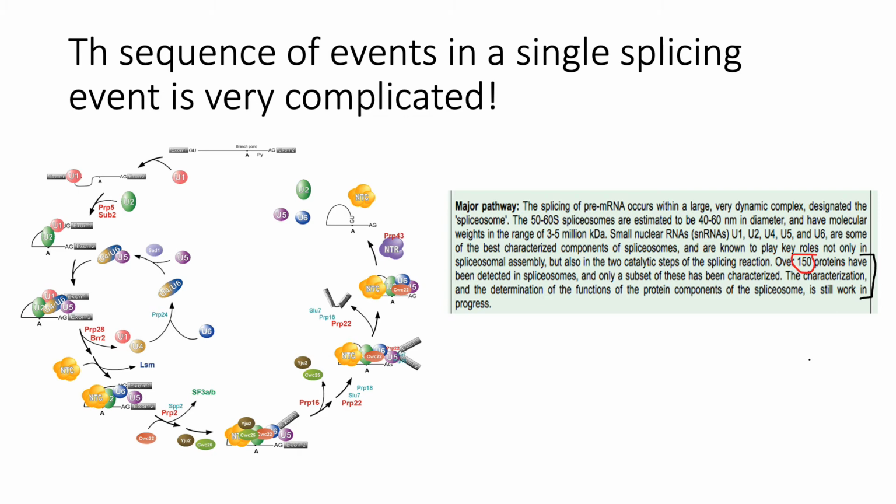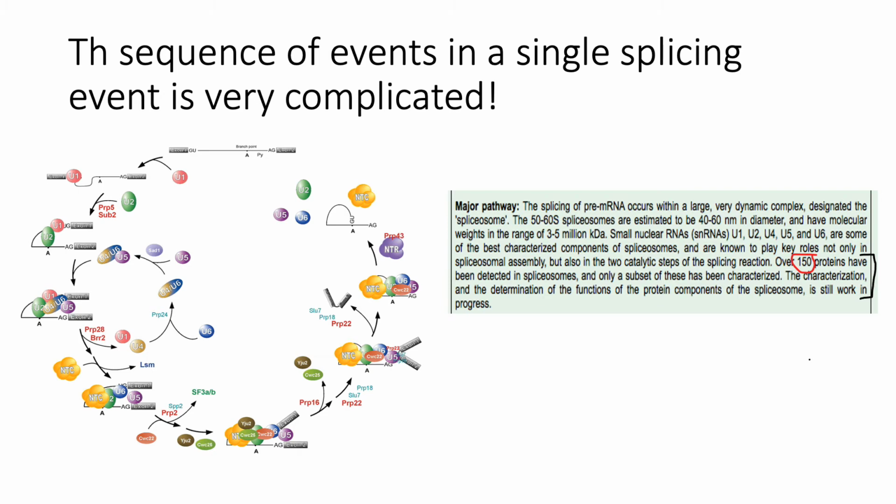So I cut a little summary from a paper that I was reading, and I just want to read this to you because it just illustrates the complexity of this stuff. The major pathway: the splicing of pre-mRNA occurs within a large, very dynamic complex designated the spliceosome.